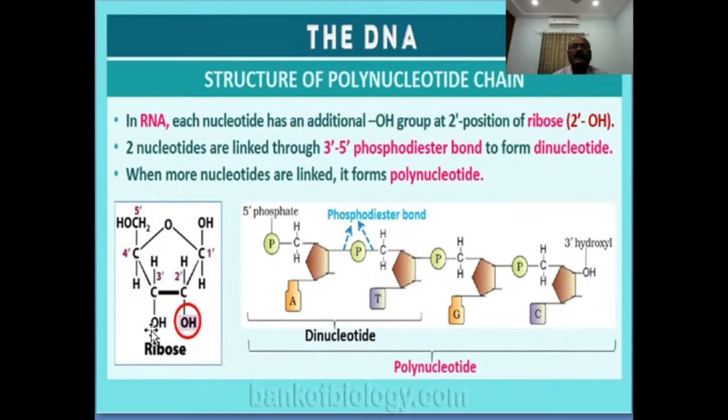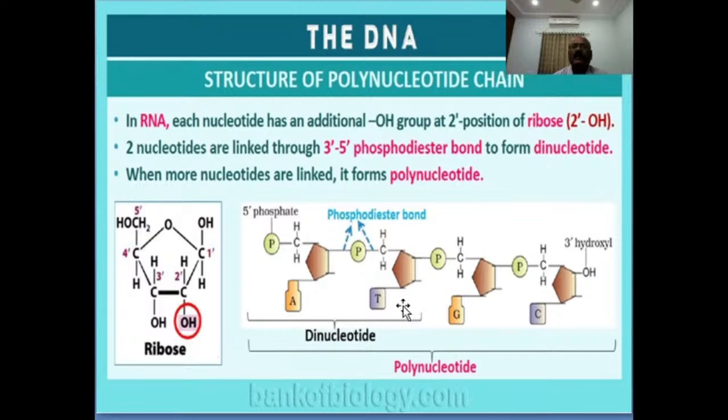See, this is ribose sugar. Ribose sugar is present only in RNA, whereas in DNA, deoxyribose sugar is there. So, in RNA, each nucleotide has an additional hydroxyl group at the second position of ribose. Two nucleotides are linked through a 3' 5' phosphodiester bond to form a dinucleotide. When more nucleotides are linked, it forms a polynucleotide.